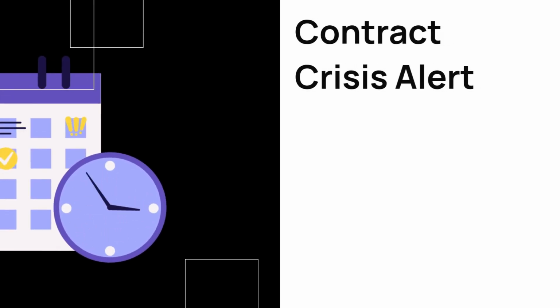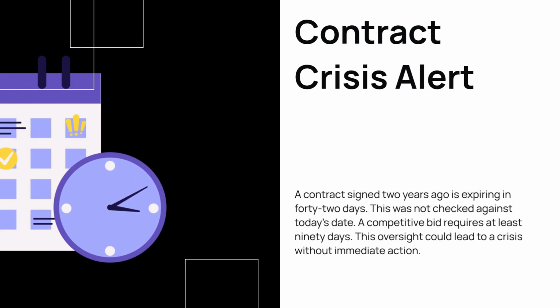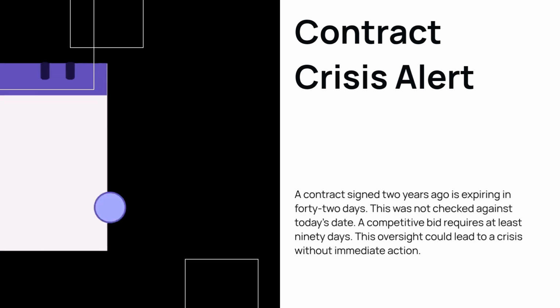Here is how the 42-day crisis happens. A contract was signed 2 years ago. It went into the spreadsheet. Nobody checked it against today's date. The contract is expiring in 42 days. A competitive bid takes at minimum 90 days.